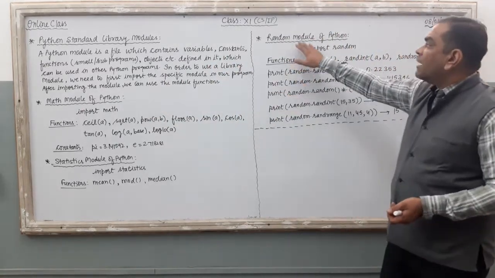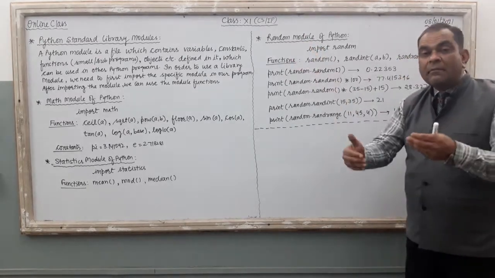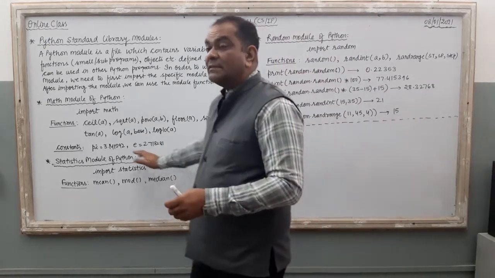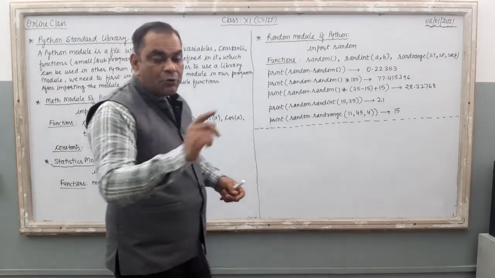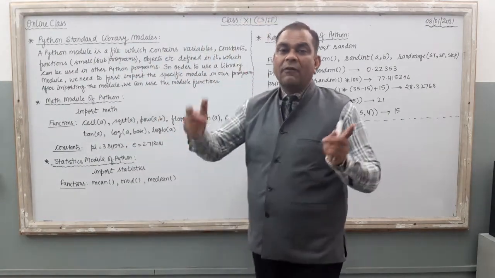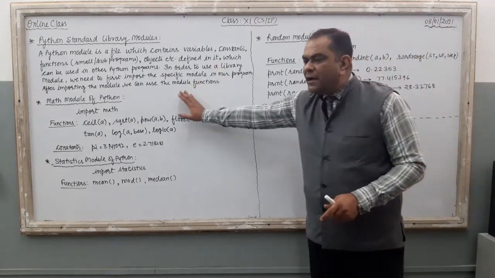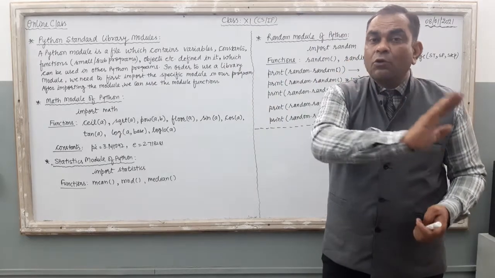One random module is also there in Python. In this module, random number generation functions are there. One statistics module is there in our Python. By using this module, you can calculate the mean, mode and median of a given sequence. So different modules are available in our Python root folder.